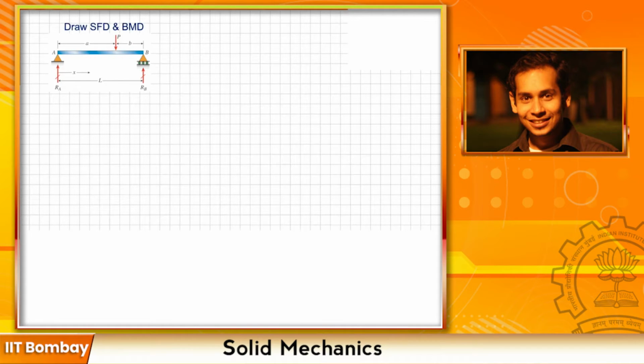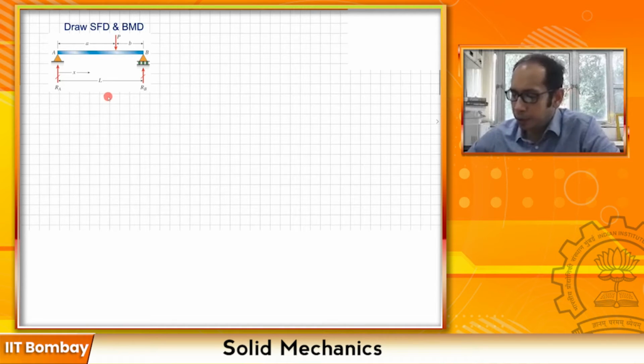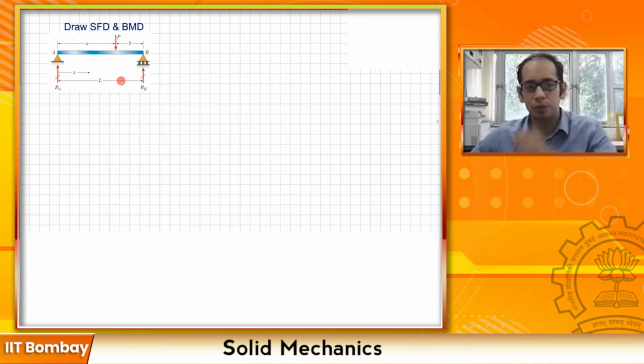So this problem right here shows you a simply supported beam. This is the easiest problem that you can start with for a first course on drawing bending moment diagrams and shear force diagrams. You have a simply supported beam, a pin support at A, and a roller support at B, and you have a load P which is acting at a distance a over here.